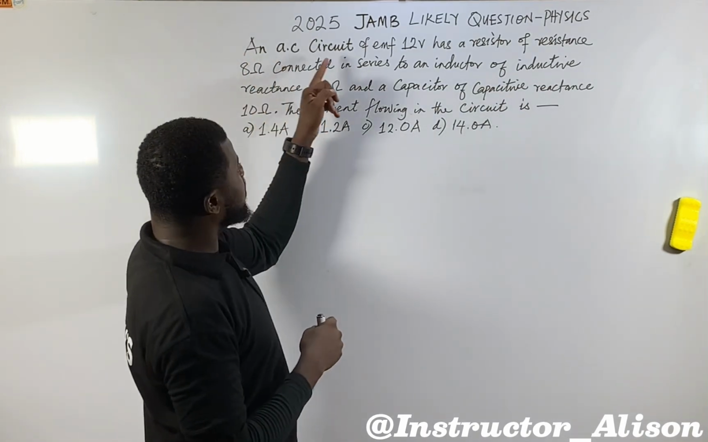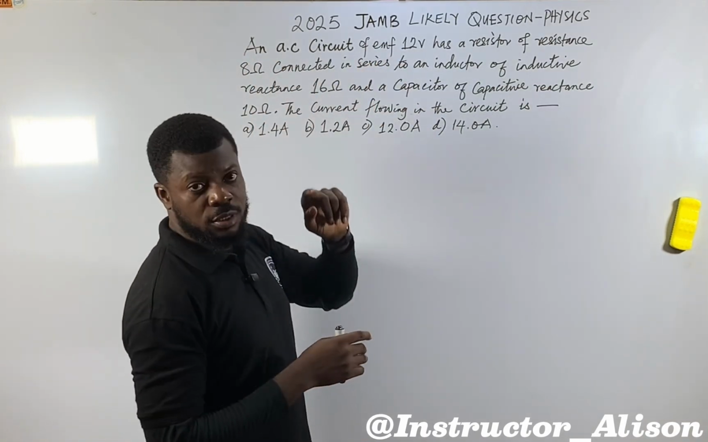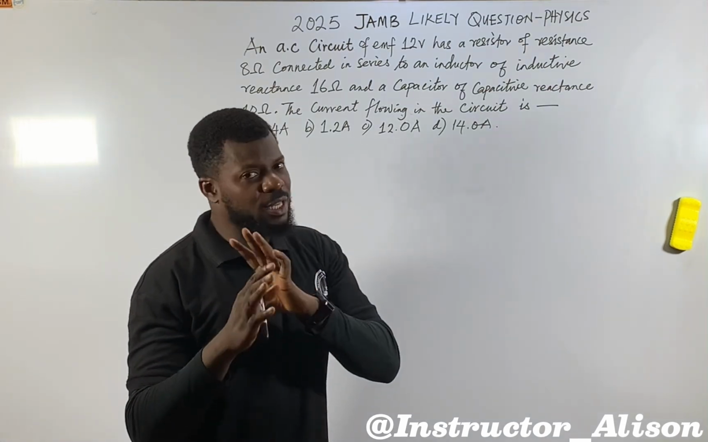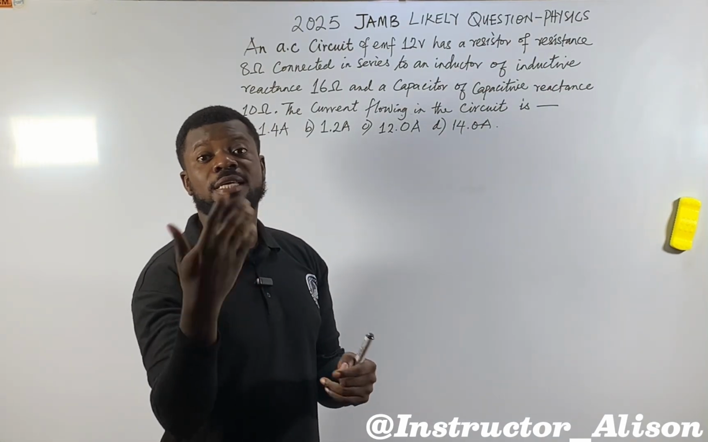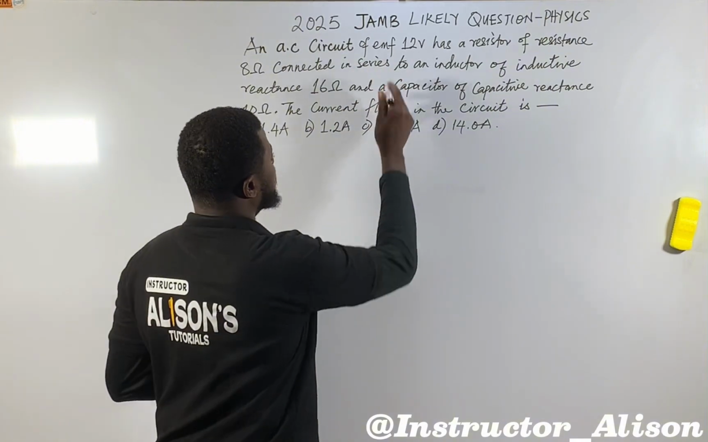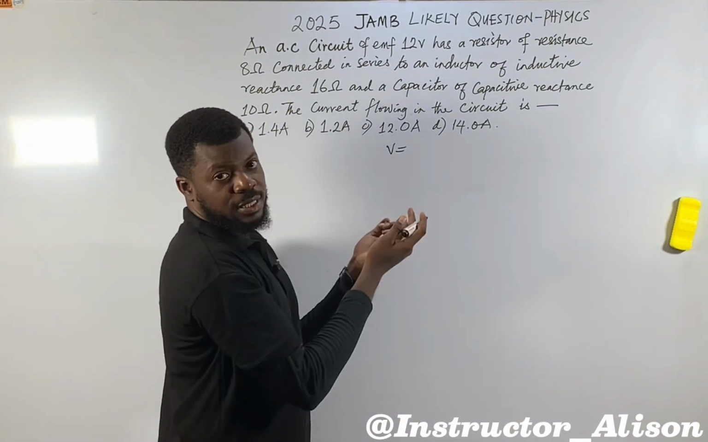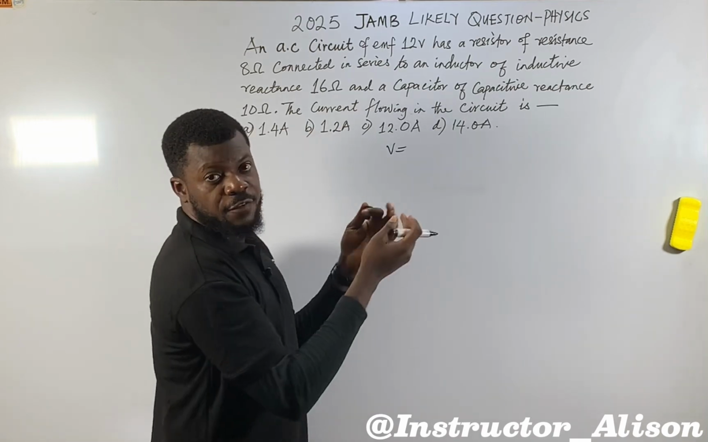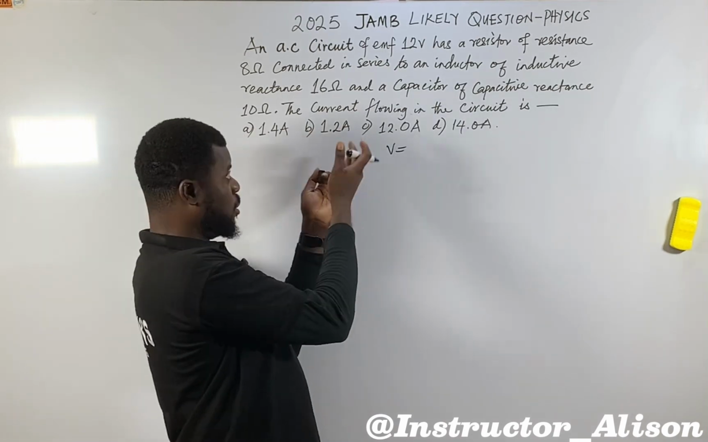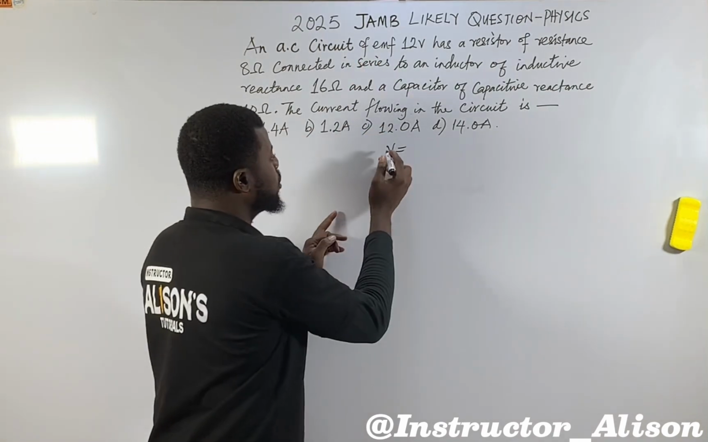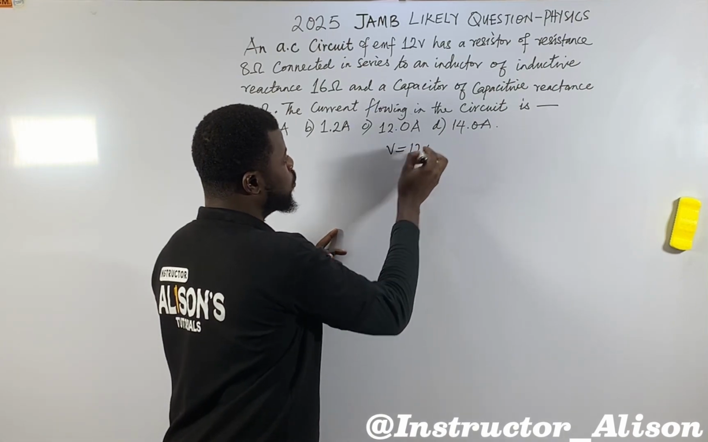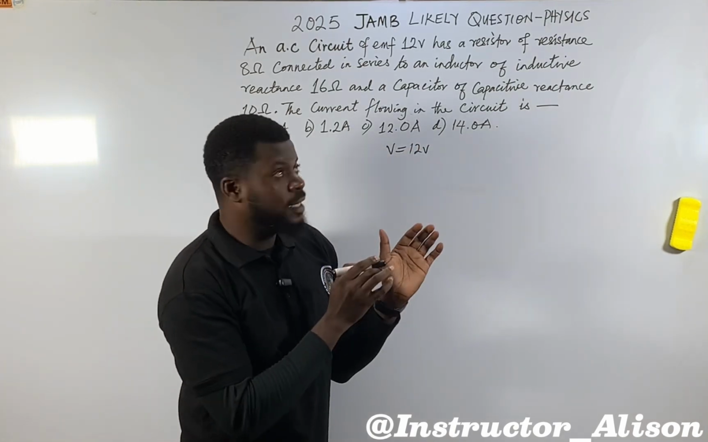They say an AC circuit of EMF 12 volts. If you are reading questions for JAMB, they waste no time. They just bring up parameters because you don't really get the time. They don't tell you V. That's EMF. EMF can be represented with V. EMF can be voltage, it can be potential difference, it can be, as I told you, electromotive force. They have said V, now it is 12 volts. You have held that one on one side.